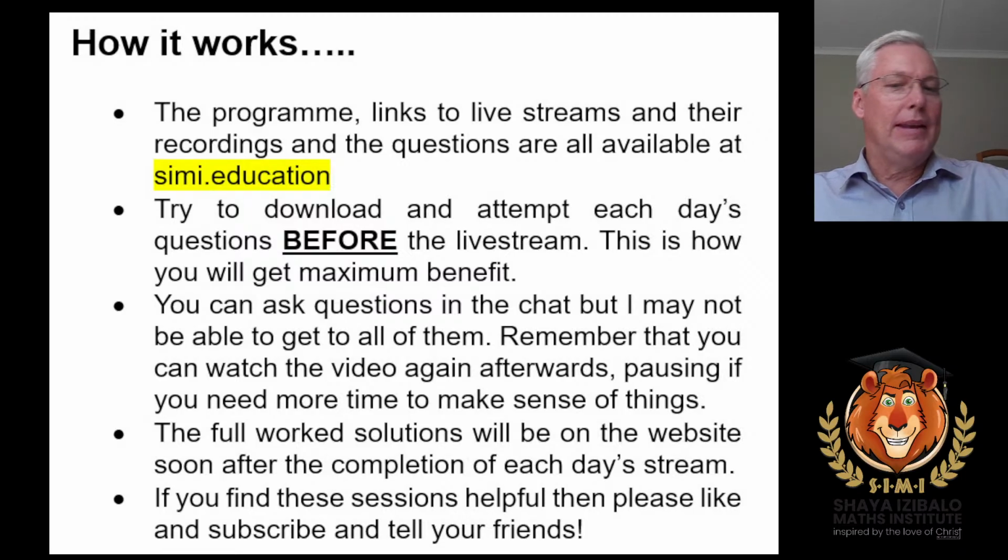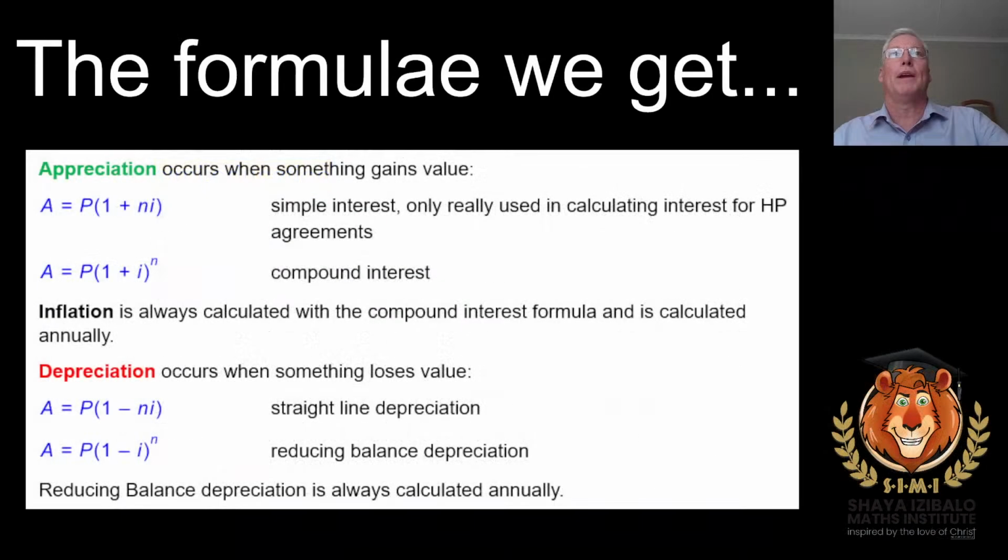Okay, let's dive in. So first up, as I've done on previous occasions, we're going to look at what formulae we get given. We get a total of 6 of them, and I've only put 4 of them up on this slide, but I'm going to talk about the other 2 as we get to them. There are 4 here: 2 of them involve appreciation, the top 2, and 2 involve depreciation.